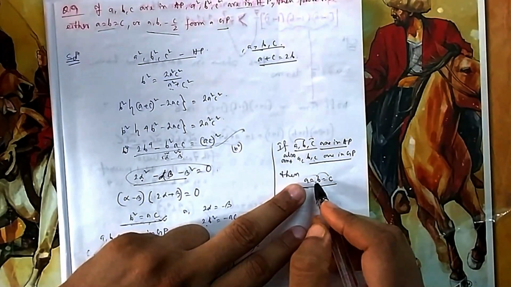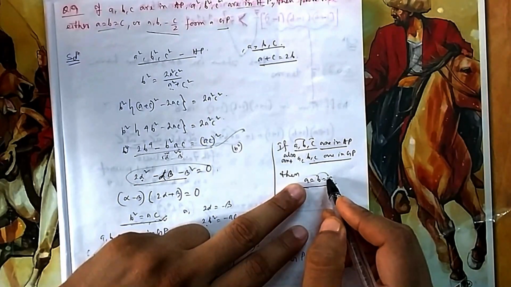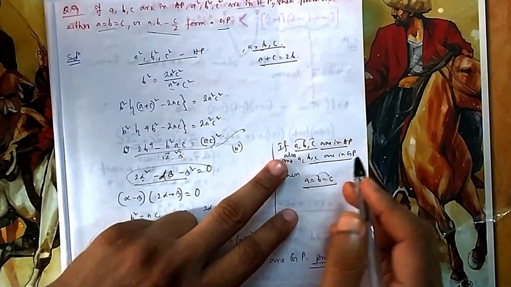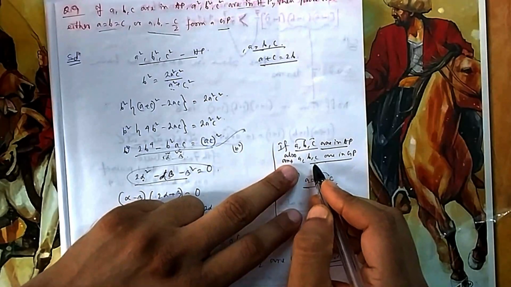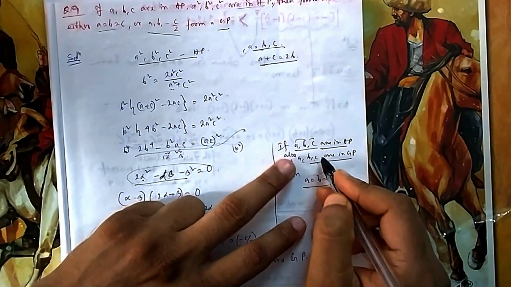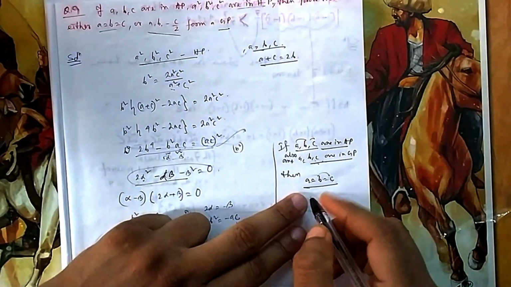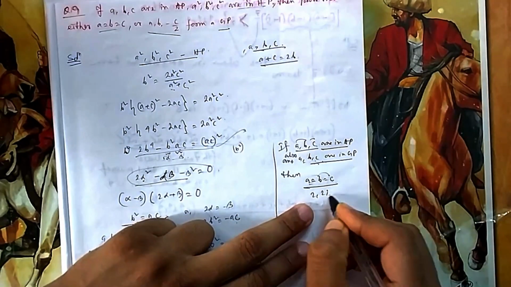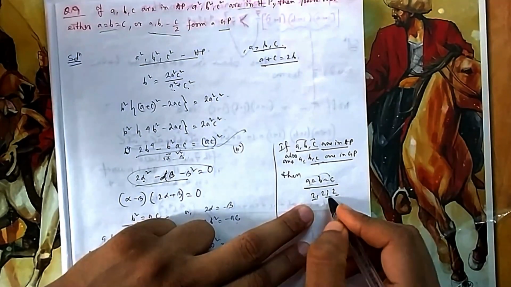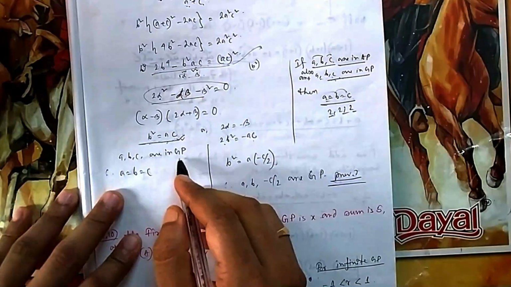That's why they are equal. That's why they are in AP also, they are in GP also. Otherwise, it is never possible. If it is AP, it cannot be GP. If it is in GP, it cannot be. If the three numbers are both in AP and GP, it is only possible if they are equal. 2, 2, 2, if I say they are in AP, I can say they are in GP also. So that means this is equal.